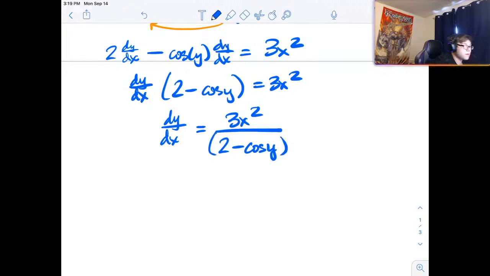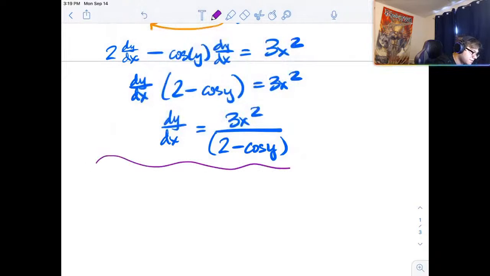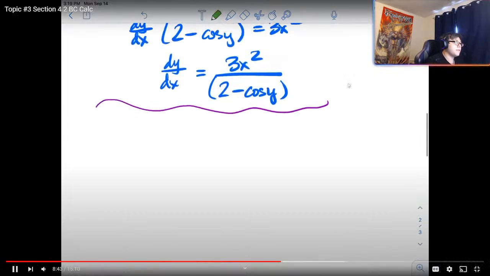Notice once again that it is a quotient. So as we move our way into our second derivative, we're going to need to make sure that we are performing a quotient rule.